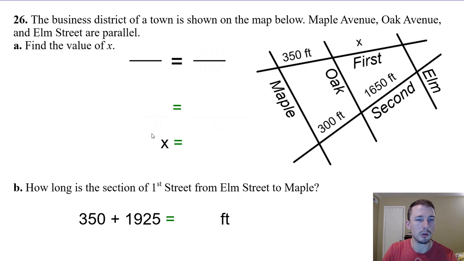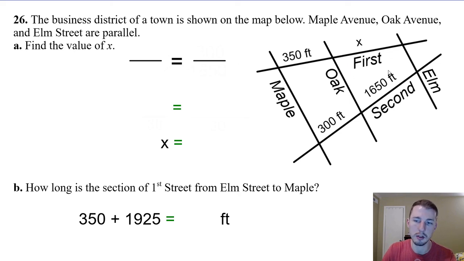26. The business district of a town is shown on the map below. Maple, Oak, and Elm are parallel. So Elm, Oak, and Maple are all parallel. First and Second Street are your transversals. Find the value of x, which is the length of First Street between Oak and Elm.